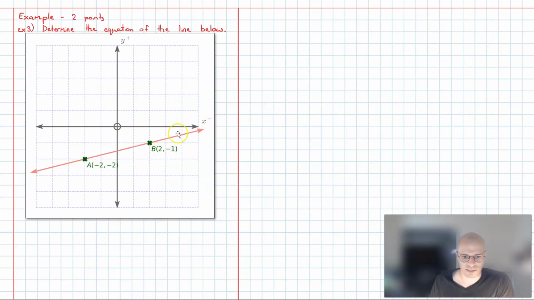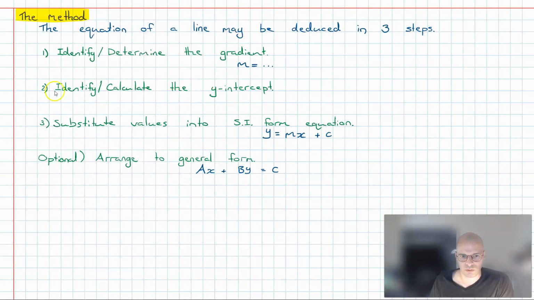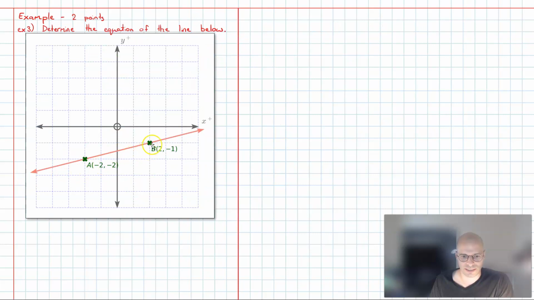Observe, we have a line defined by 2 points, point A and point B. What we want to do is deduce the equation that describes this line over here. Now, if we go back to our rules, what we find is that we can still follow the exact same rules. However, we no longer need to identify, but rather we need to determine and calculate. Now, our first step is to determine the gradient here.